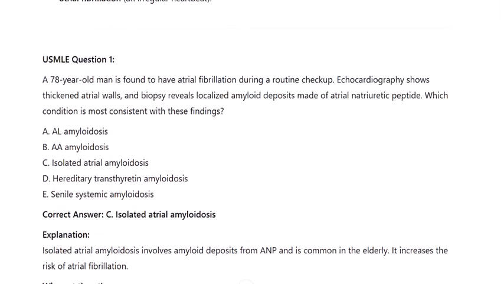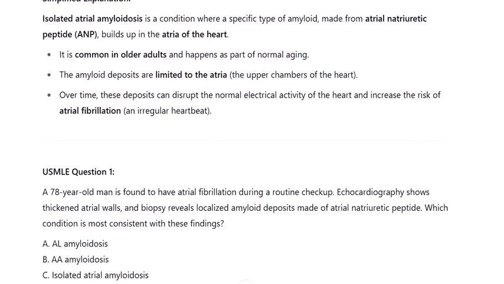Simplified explanation. Isolated atrial amyloidosis is a condition where a specific type of amyloid made from atrial natriuretic peptide, ANP, builds up in the atria of the heart. It is common in older adults and happens as part of normal aging. The amyloid deposits are limited to the atria, the upper chambers of the heart. Over time, these deposits can disrupt the normal electrical activity of the heart and increase the risk of atrial fibrillation and irregular heartbeat.